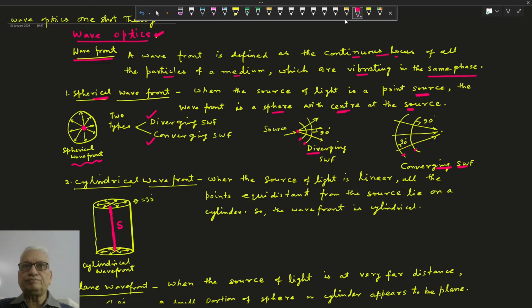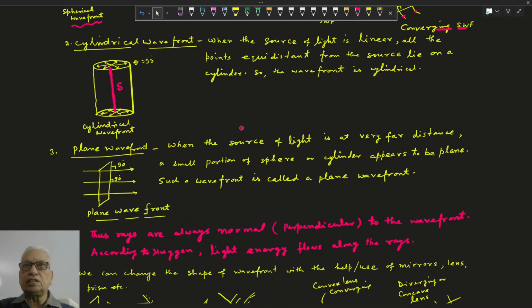Now second, the cylindrical wavefront. When the source of light is linear, like a tube or rod, then all the points equidistant from the source lie on a cylinder. This wavefront is called cylindrical wavefront, like this.